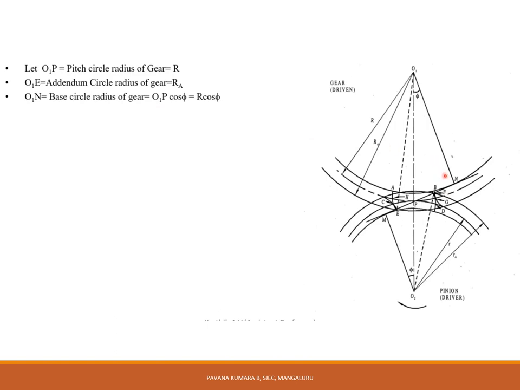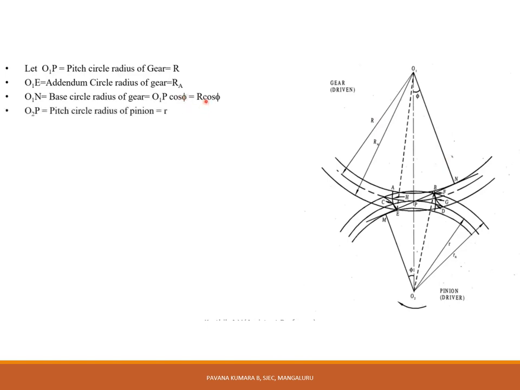It is also written as O1P into cos phi. Why? Because O1PN is a triangle. From that triangle we can write this, where phi is the angle here. So cos phi is equal to adjacent divided by hypotenuse. Adjacent is O1P, hypotenuse O1N. So from that expression we can write O1N as O1P into cos phi.